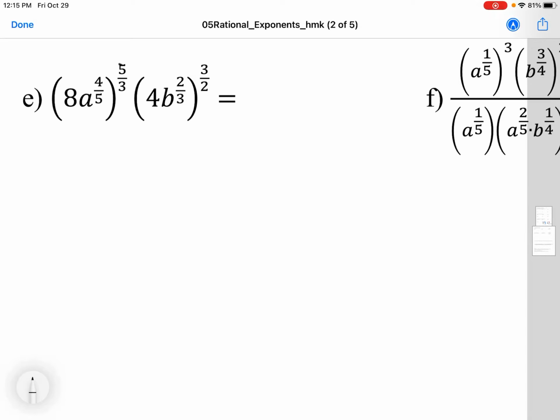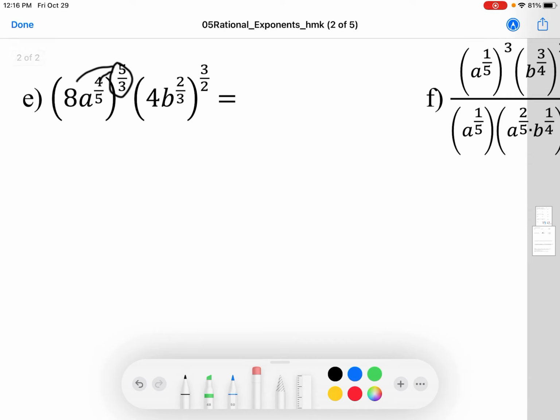In question number 4e, it's important to recognize that the exponent 5 over 3 applies to both terms in there. It applies to both the number 8 and the base a expression, not just the exponential expression of a. The same with the power 3 over 2 on the outside. It applies to both the number and the b. So when I do this, I'm just going to clean this up here.